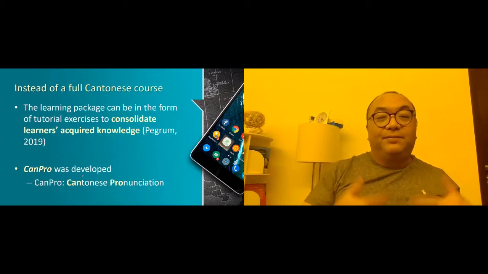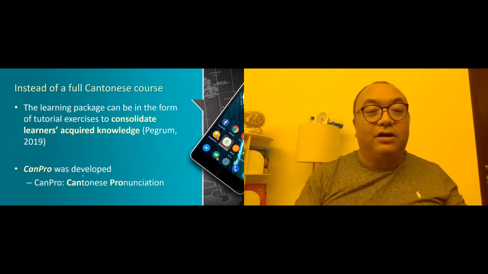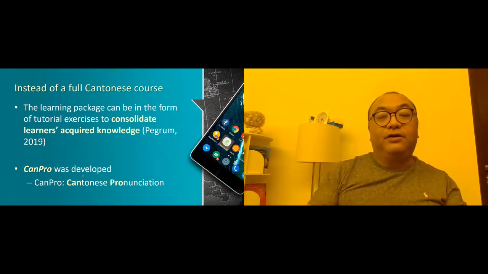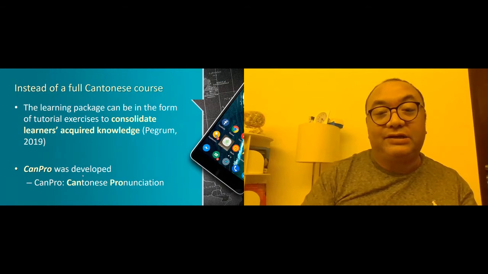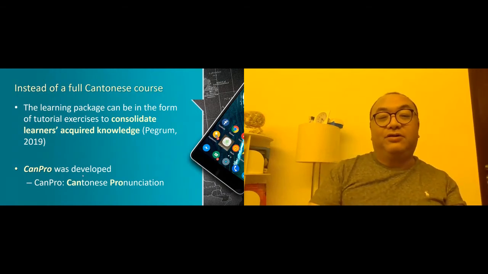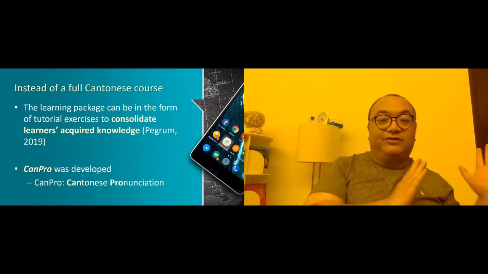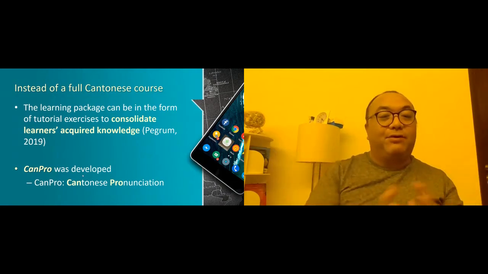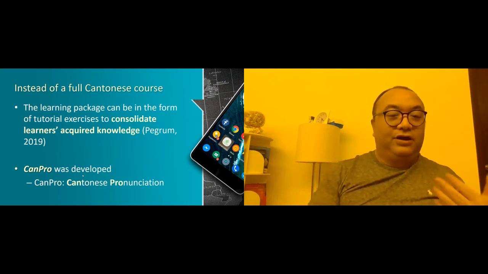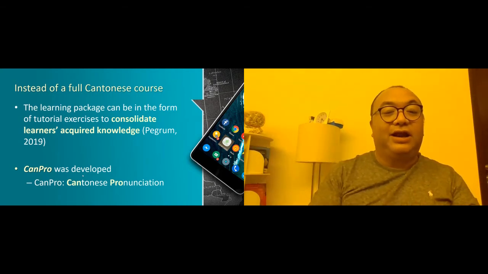But instead of developing a full Cantonese course, we want to make sure that the learning package can be in the form of a tutorial exercise, something like that, to consolidate learners' acquired knowledge. All right, so it's two-way. It's not just listen, learn, memorize, but also to use or to ensure that they really understand the language.